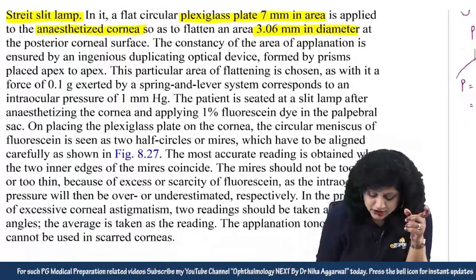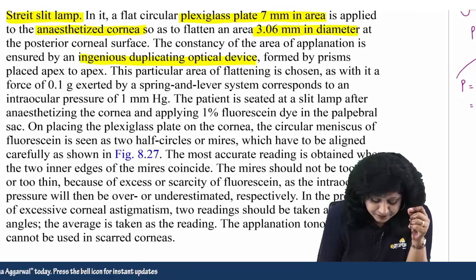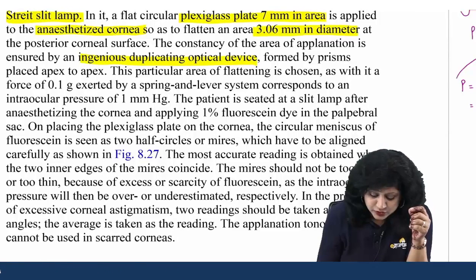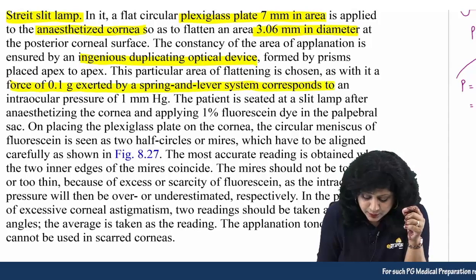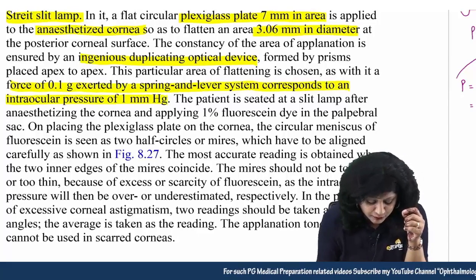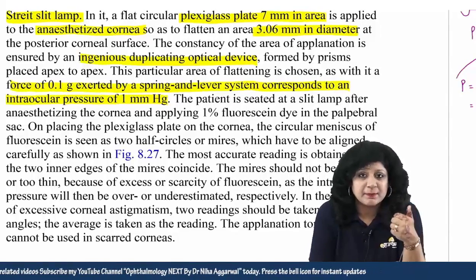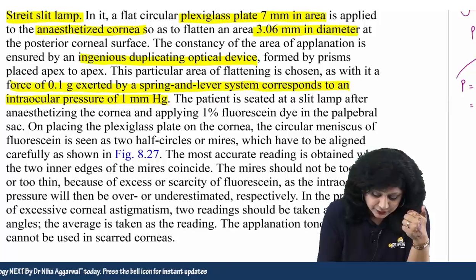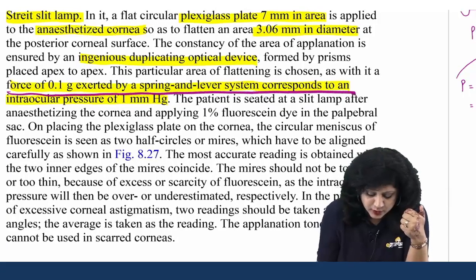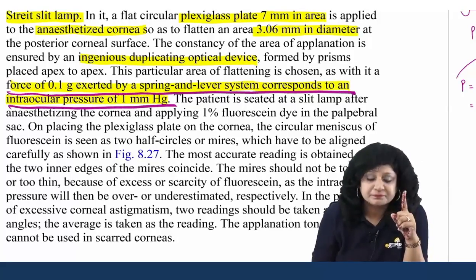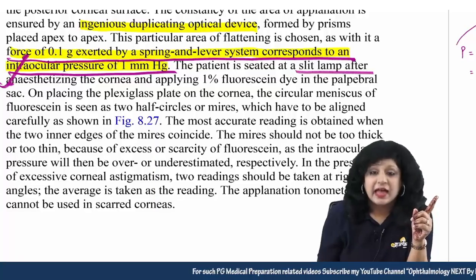The constancy of the area of applanation is ensured by the inbuilt duplicating optical device. This particular area of flattening is chosen because with this, a force of 0.1 gram exerted by a spring and lever system corresponds to an intraocular pressure of 1 mm of mercury. So for this area of 3.06 mm, a force of 0.1 gram, exerted by a spring and lever system, corresponds to an intraocular pressure of 1 mm. Now the patient is seated at a slit lamp after anesthetizing the cornea.